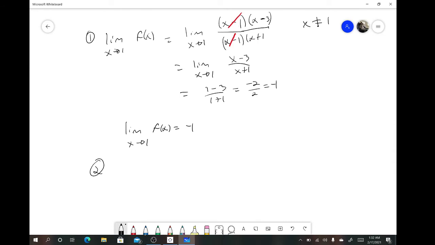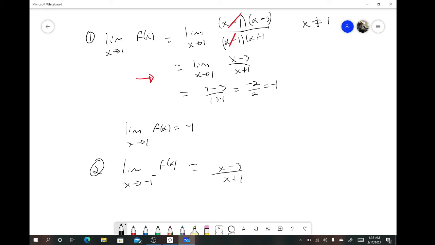Now, for the second problem, we're asked to find the limit as x goes to minus 1 from the left of f of x. We just showed that this is the same thing as (x minus 3)/(x plus 1). We got that from this step right here when we factored. So we can use this again and try to see what happens when we plug in negative 1.